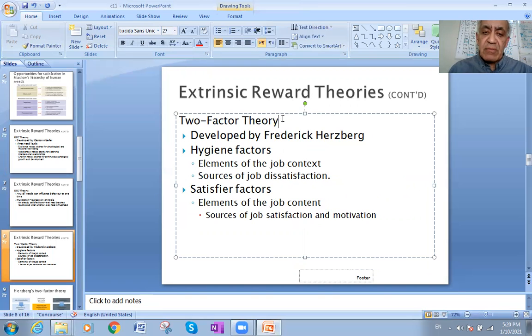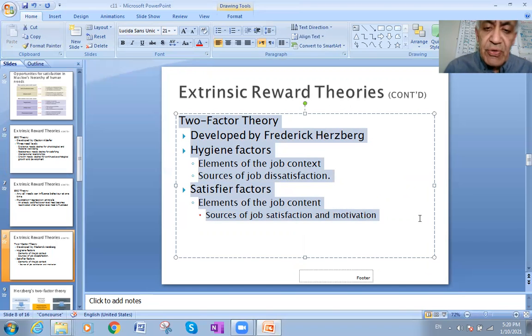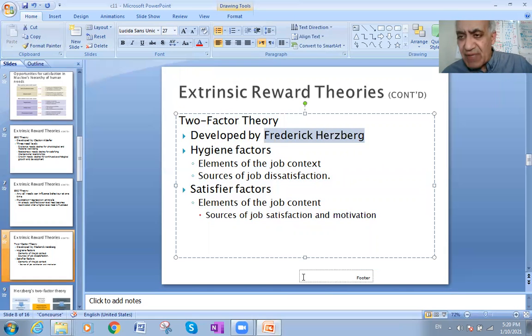We'll move on now to another theory about the motivation, very important, which is two factors theory. The two factors theory, and this is very important. It was developed by Frederick Herzberg, known as Herzberg. We have two kinds of factors: hygiene factors and satisfier factors.